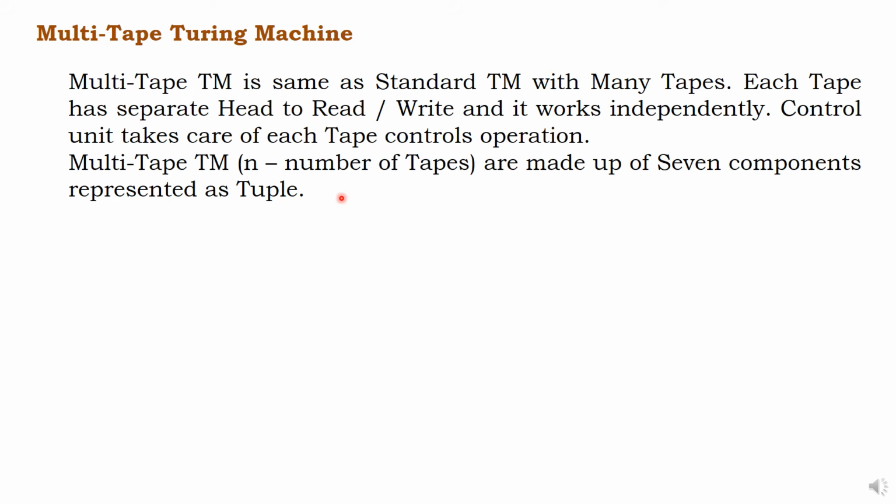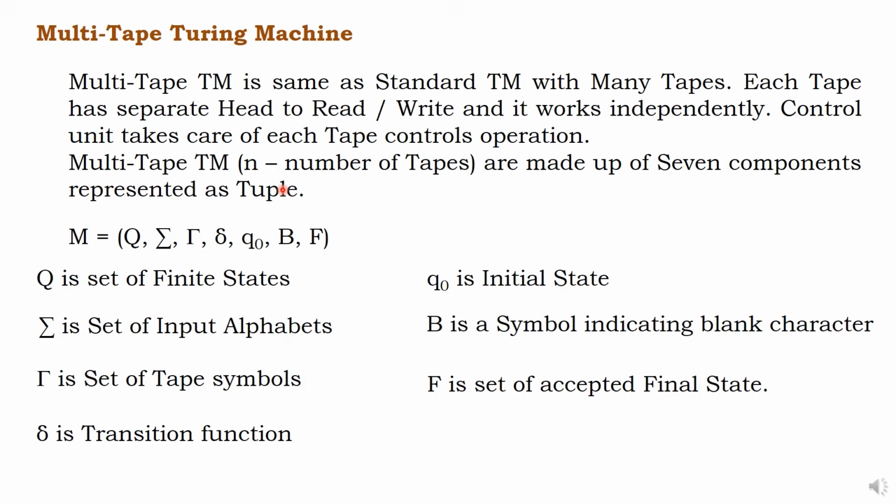In general, I am going to represent n number of tapes. Usually 3 will be there. Sometimes 4 also will be there. In general, we are going to have n number of tapes. We can write the same multi-tape Turing machine with 7 tuples. What are those? The same story. And already we discussed everything just now.